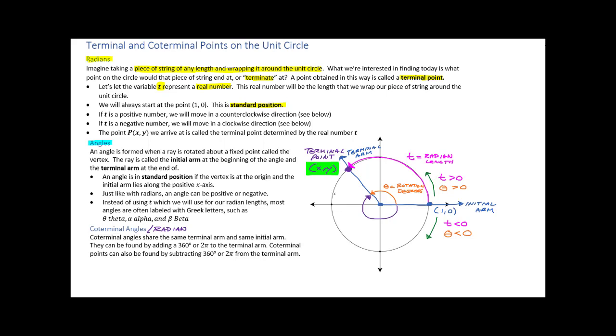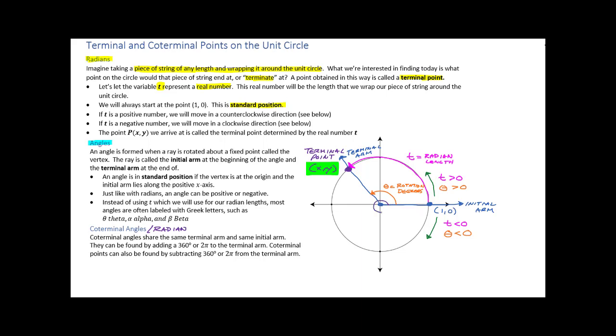Another example of a coterminal angle or radian is, what if we went around more than once? Let's just think about degrees for a minute. What if we went around 360 degrees, and then what if I kept going over a full circle, and I ended there? That would also be a coterminal angle.